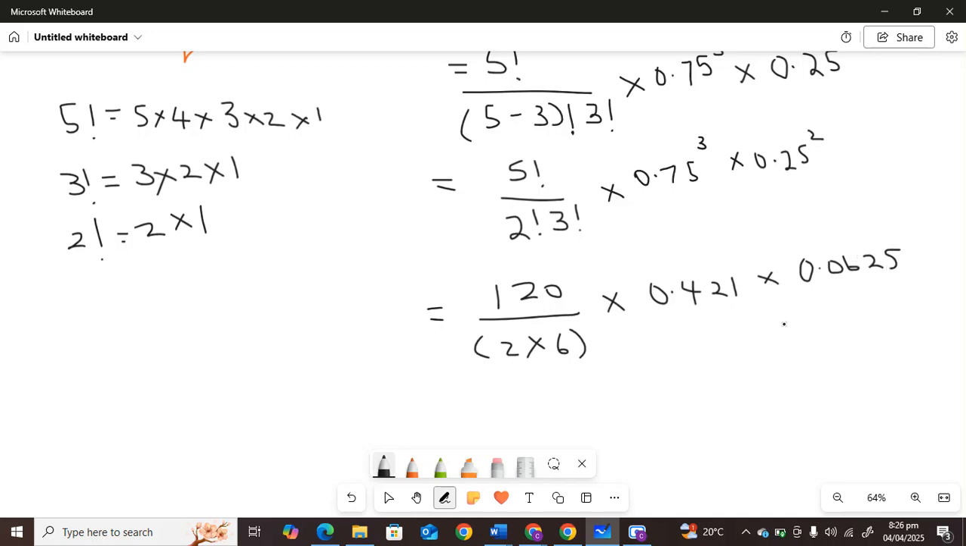Okay. Then 120 divided by 12, that is 10, right? 120. Yeah. So here we put 10. Okay. So 10 times 0.421 times 0.0625, what do we get? 0.2631.